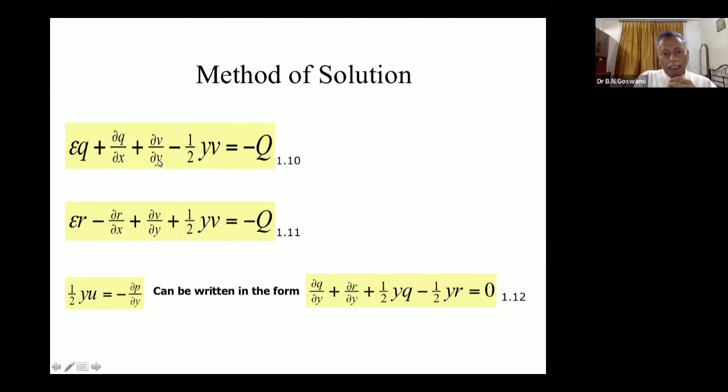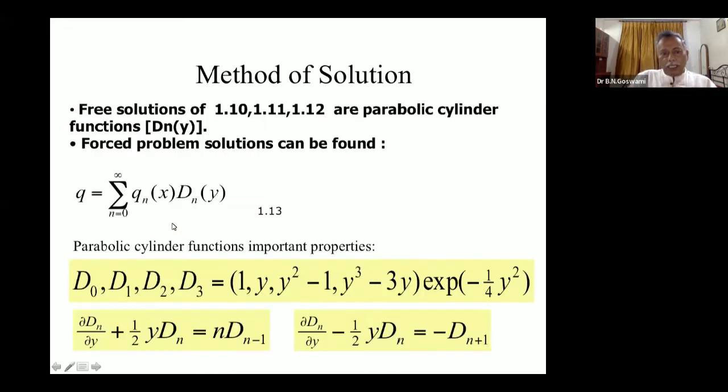So V remains there. Instead of that, the V equation is a geostrophic balance, and these two equations are written in Q and R. And so now we can expand these equations, all these forcing as well as the basic variables, in terms of the free solutions, which are in the form of the Hermite polynomials, right? We know that the free solutions are functions of Hermite polynomials, and therefore we can expand everything in terms of these Hermite polynomials and Hermite polynomials with exponential.